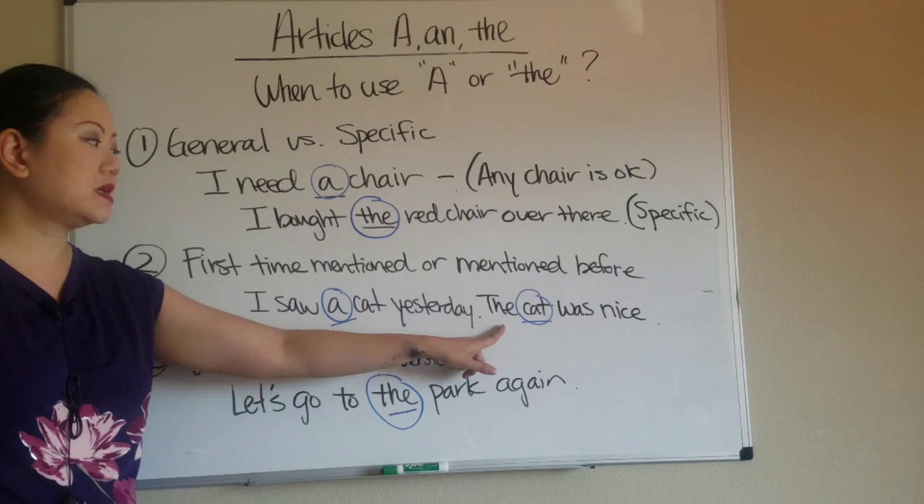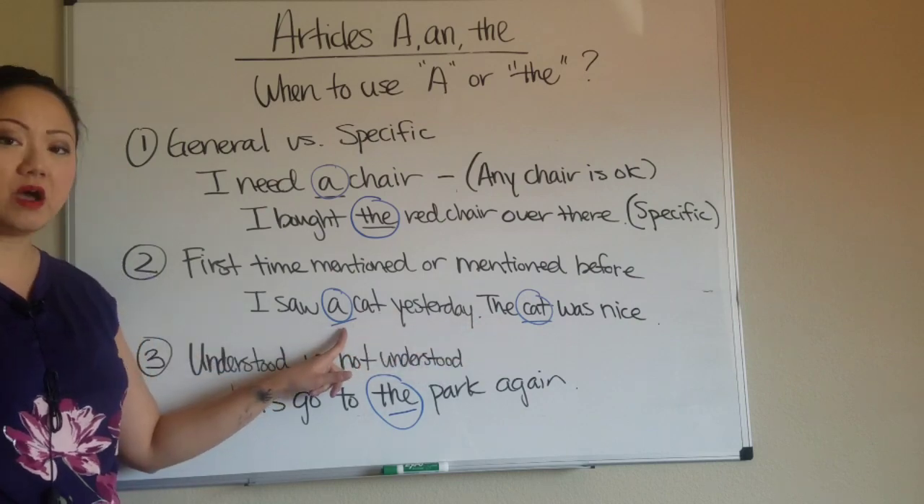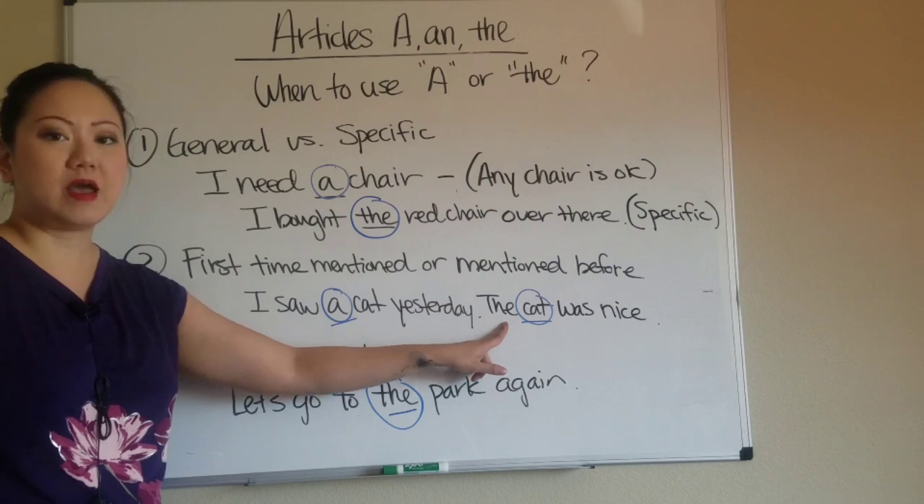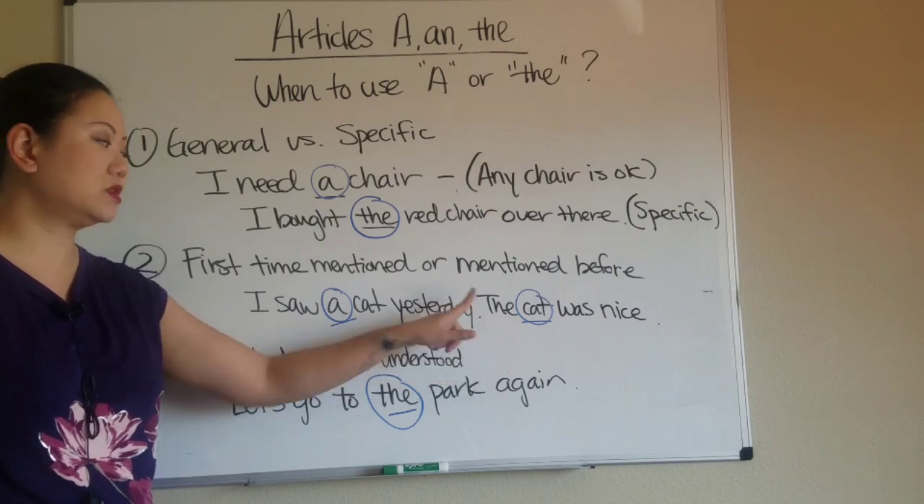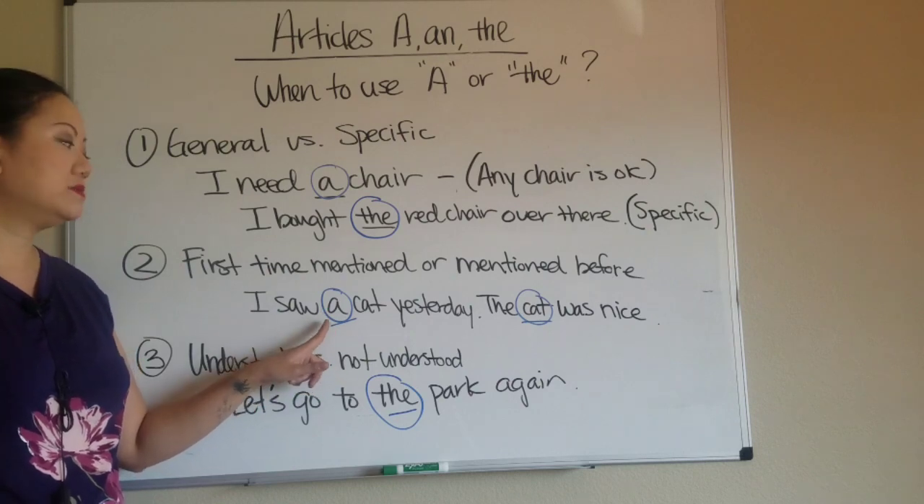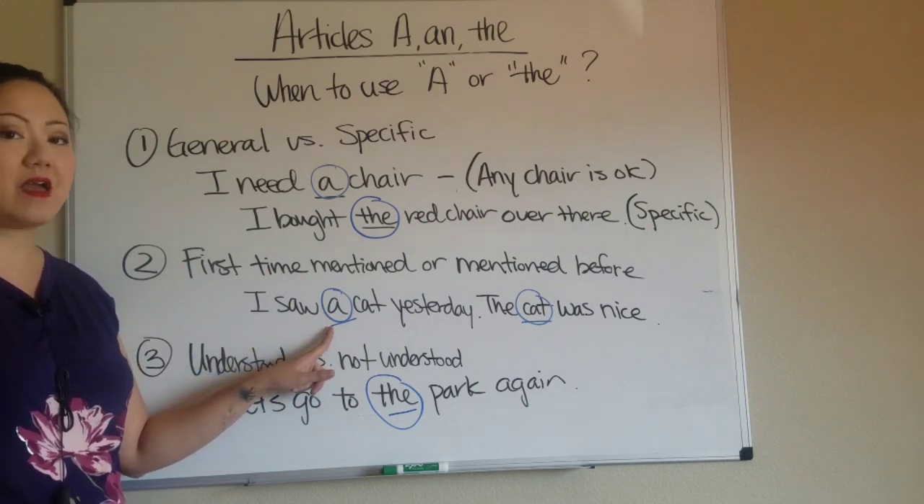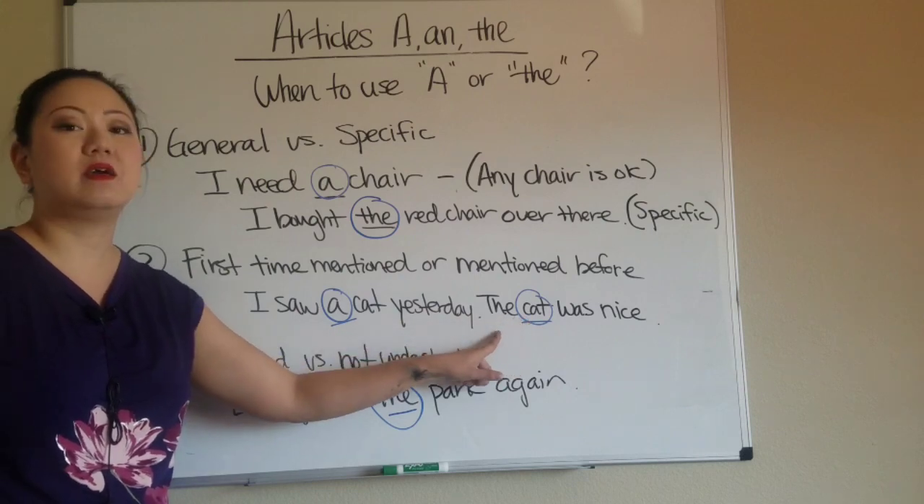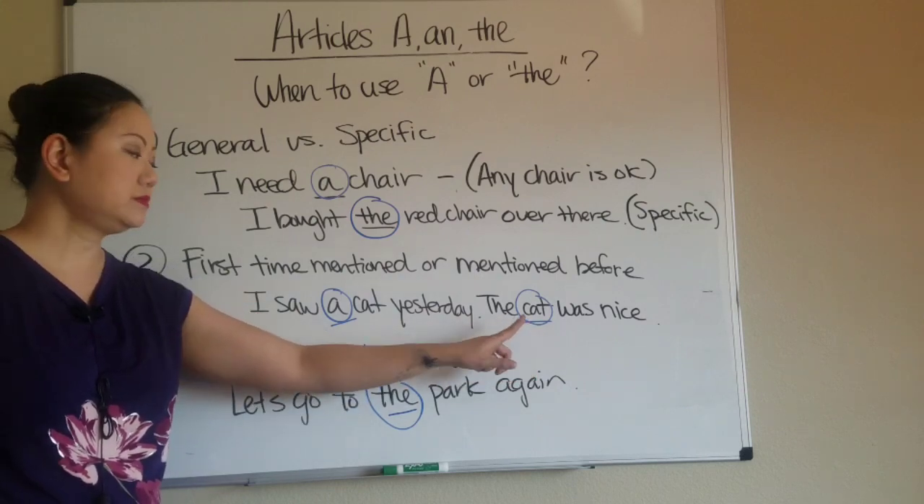Then second sentence, I'm now talking about this cat I already talked about the second time. Therefore, I'm going to use the cat was nice. Okay, because I'm talking about the same cat that I mentioned the first time. So again, if it's mentioned first time, we would say a cat. Second time, third time, fourth time, fifth time after that, we're going to say the cat.